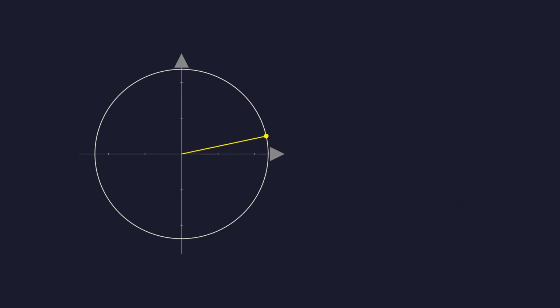This is where trig actually lives, the unit circle, radius equals 1. Now look at this point at angle theta. Drop a line down to the x-axis, you get a right triangle. The hypotenuse is the radius, which is 1.